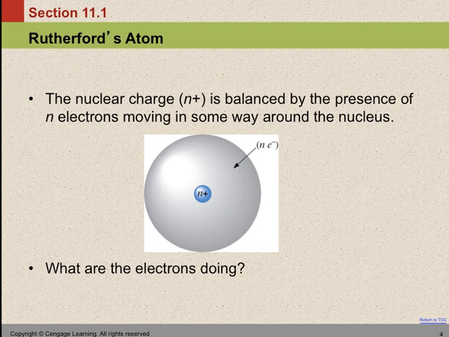And if we were to just look at the picture, the atom is neutral. If I'm talking about an atom, I have the same number of protons as I do electrons, the same number of positive charges as negative charges, so it is neutral. Remember, the protons are in that nucleus, so it has a positive charge. That's balanced by the presence of those electrons, and they move about the nucleus.